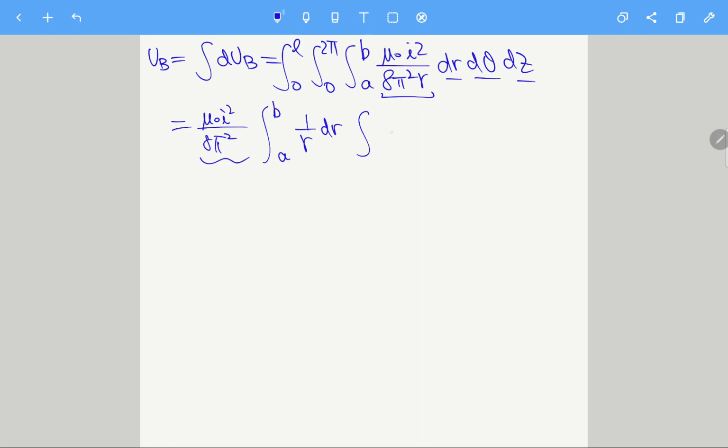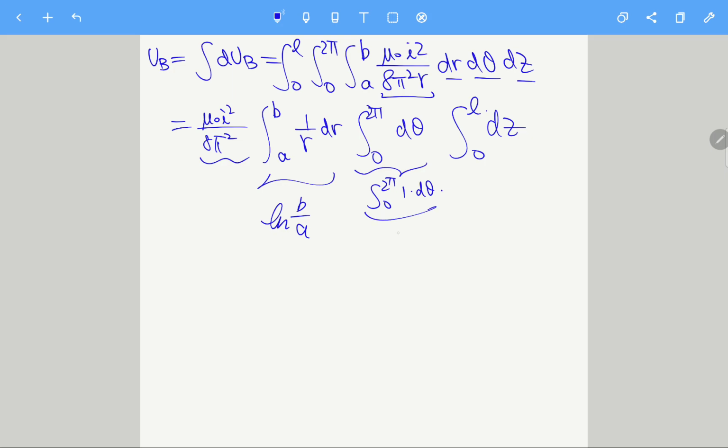And then for d theta, it is from 0 to 2 pi, or you can regard it as the integration of 1 times d theta from 0 to 2 pi, but actually we can just skip it there. And for z, we have similarly dz from 0 to l. So this one is nothing but natural log of b over a. And this one is 2 pi, this one is small l.